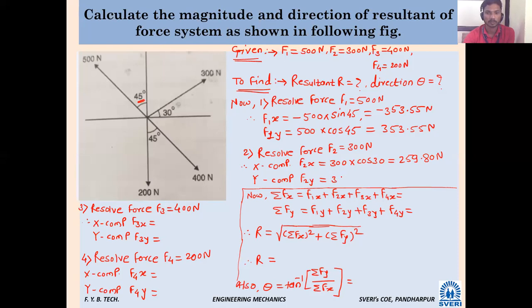Then vertical component. Again it will be positive. 300 into sin 30. Sin 30 is half, I think. 150. Yes, 150.